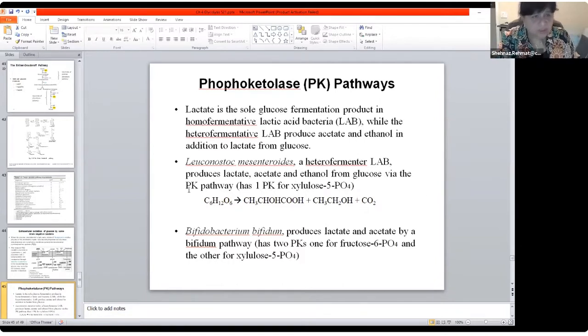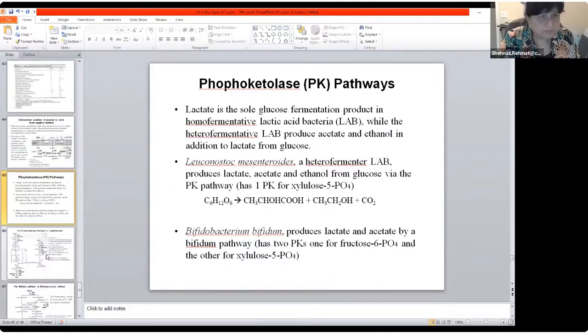Okay, so that is Leuconostoc mesenteroides. But your Bifidobacterium produces lactate and acetate by the bifidum pathway, and this has two of these phosphoketolase enzymes. One is for the fructose 6-phosphate, and the other is for the xylulose 5-phosphate. So they have the same xylulose 5-phosphate phosphoketolase enzyme, but this one has an additional one. The phosphoketolase will act on the fructose 6-phosphate also.